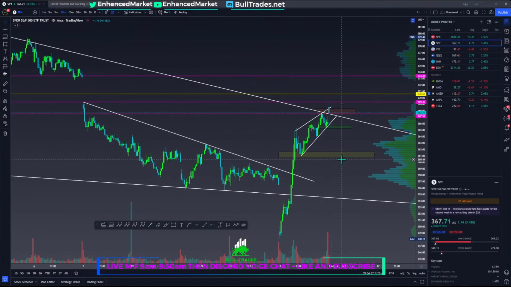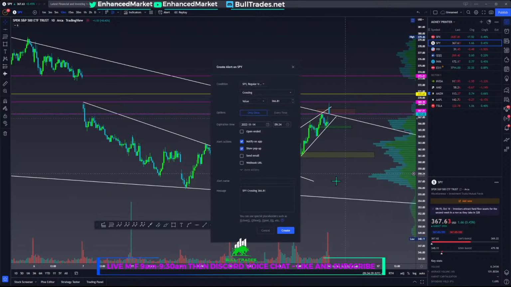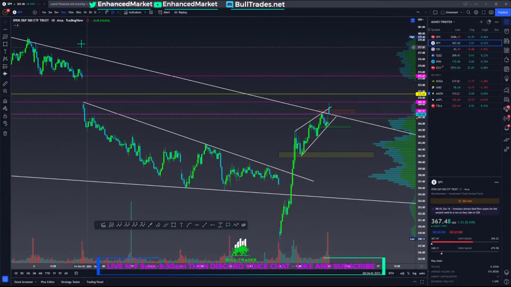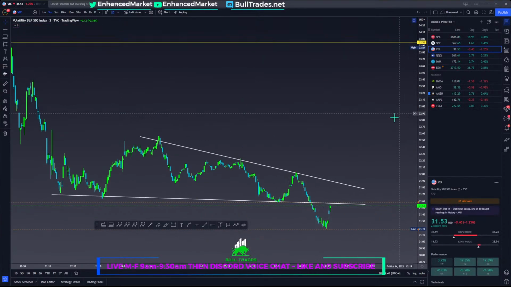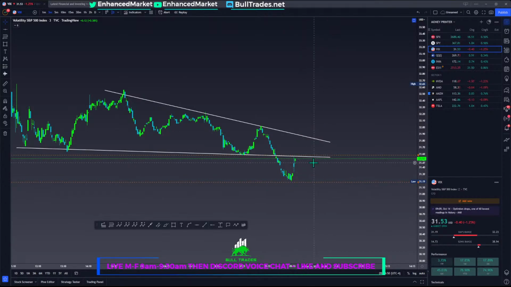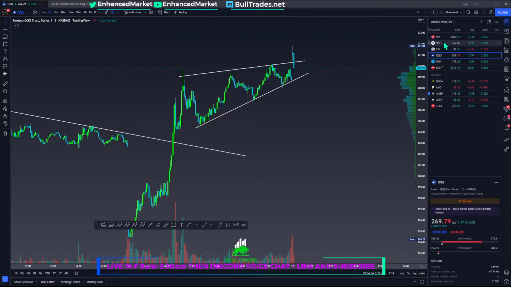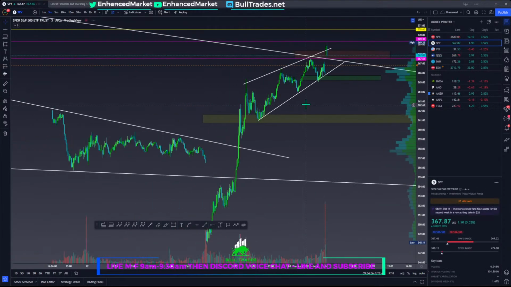SPY testing here as well. Just set an alert below. Again, just like I said before, it's pulling back to enter this range again. VIX is pushing up here, so keep an eye if it breaks out here. All these names are going to enter the range again.